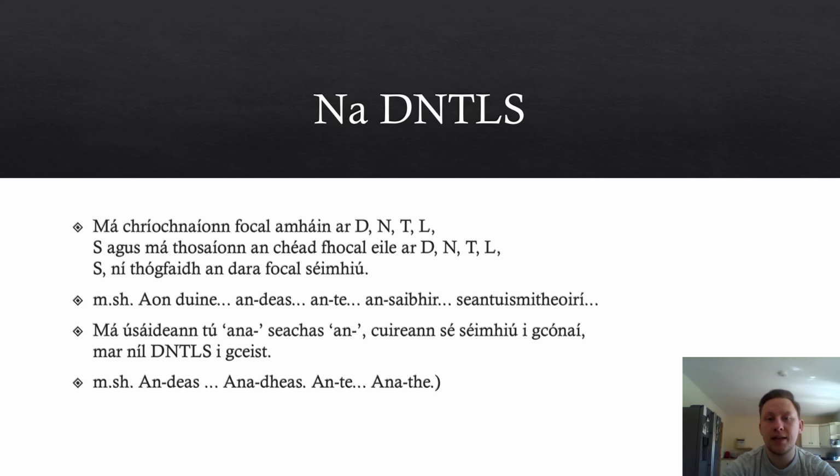Okay, so on the dentals, D, N, T, L, and S. So má craignín focail a bhain D, N, T, or L, or S, agus má tosíonn an céad focail eile D, N, T, L, or S, ní thógaigh an deara focail Séimhiú. So just before we continue on that, we see ní here, ní thógaigh, ní plus Séimhiú. So ní thógaigh an deara focail Séimhiú. The second word doesn't get it. For example, ein duine, we have the N and D coming together. Anna das, A and N coming together here. Anna te.